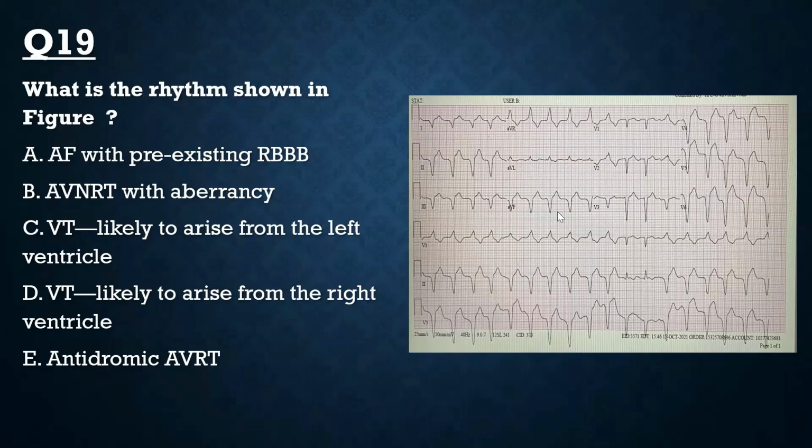So he said this is VT, and there is AV dissociation. Okay, also excellent. What else? There is a capture beat. Where is the capture beat? In lead 2, there are 2 beats which are normal. Usually there is even a P wave in front of each one. This is a very nice, beautiful, narrow QRS complex. Okay, these are capture beats.